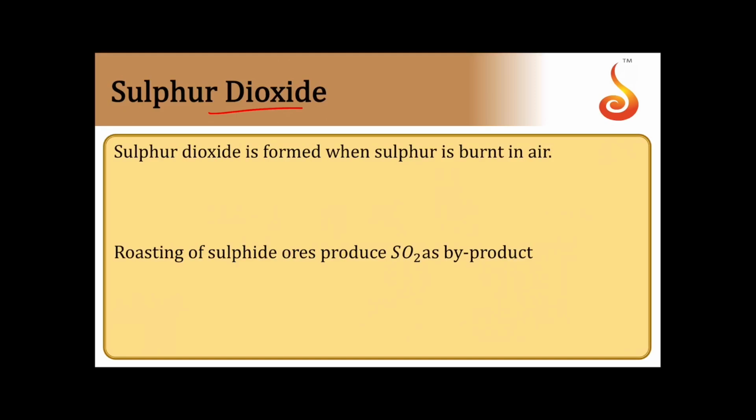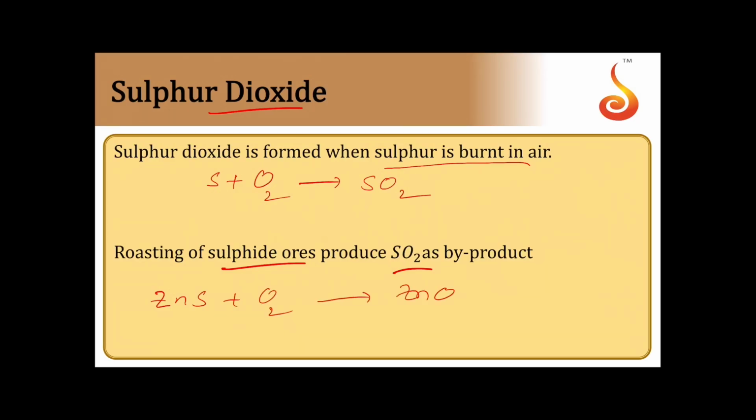Then the first one, the sulfur dioxide molecule. Sulfur dioxide is formed by burning sulfur in air. A simple equation: S plus O2 on burning gives rise to SO2. Roasting of sulfide ores also gives sulfur dioxide as a byproduct. Suppose you take zinc sulfide, roasting in oxygen, that is excess of air, then we get zinc oxide plus the byproduct sulfur dioxide. So roasting of sulfide ores also gives rise to sulfur dioxide gas.